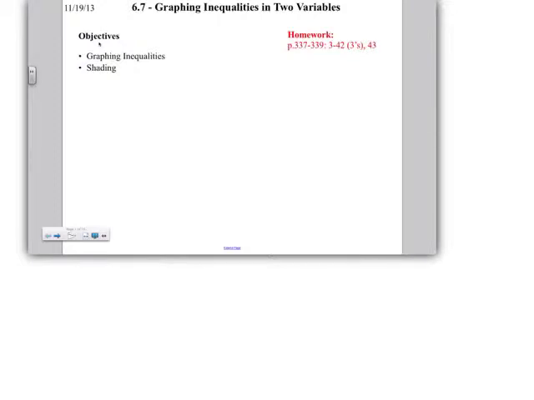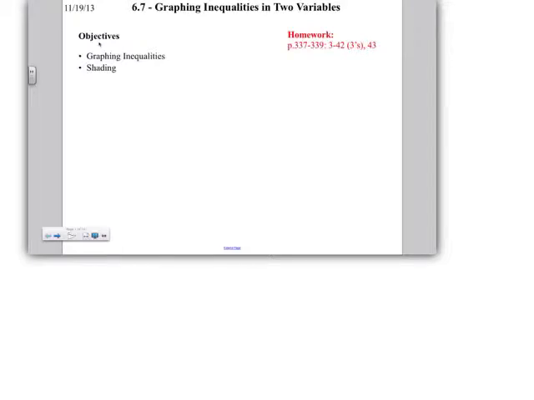I've intentionally put the video into the left-hand corner because I'm going to be doing quite a bit of drawing off to the side. So this is graphing inequalities. It's going to be a little bit different. I'm going to go through a lot of examples, and then the last several slides will all be the examples that you will be expected to try.